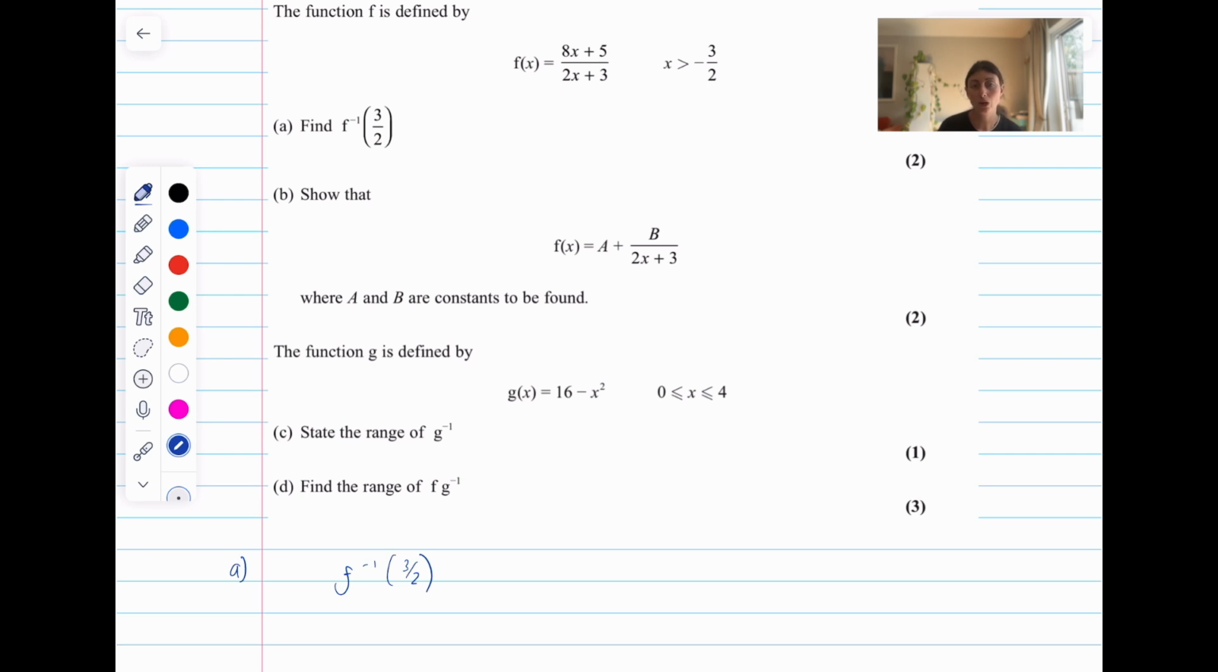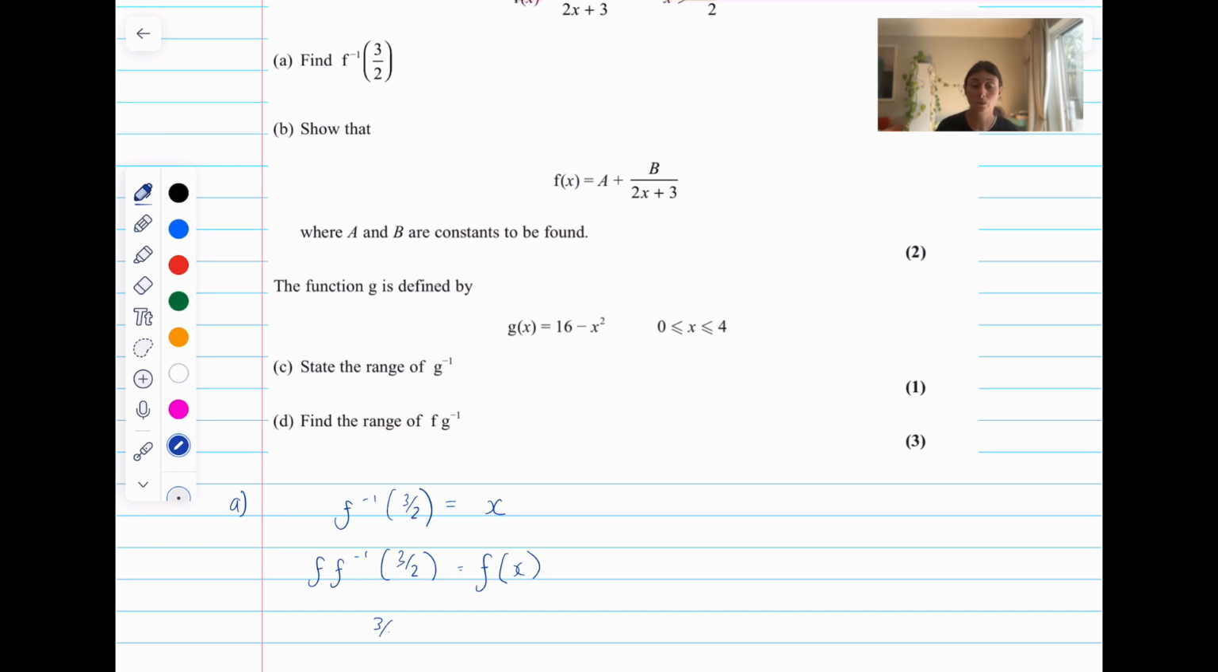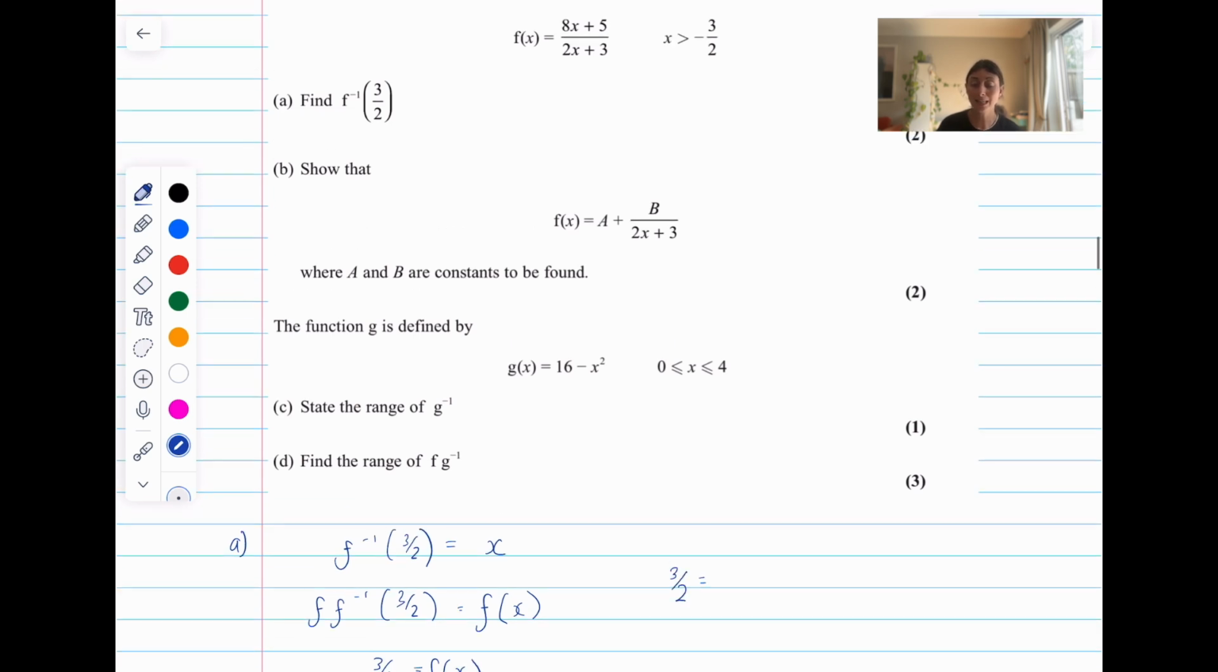In this case, we're looking for a value, f inverse of 3 over 2. Let's call it x. You can actually manipulate this by taking f of both sides, using the knowledge that an f and an f inverse will undo one another, leaving us with 3 over 2 on the left-hand side. And then on the right-hand side, it says f of x. So we can take our f of x, set it equal to 3 over 2, and simply solve it that way.